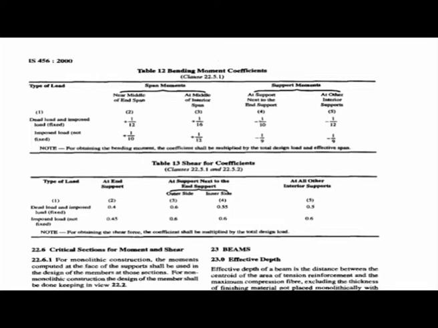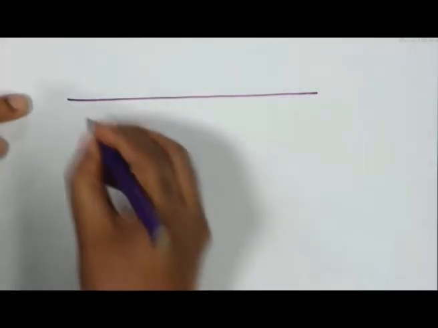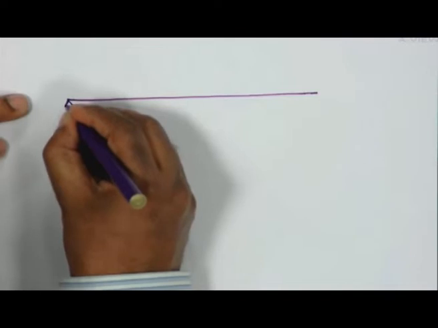Now one thing I would like to inform you: dead load and imposed load fixed, and imposed load not fixed. So what does it mean? This portion is called span moments and this one is your support moments. So if we consider that, then what we can do, just let me draw a figure. So this is a beam, it may be fixed also.